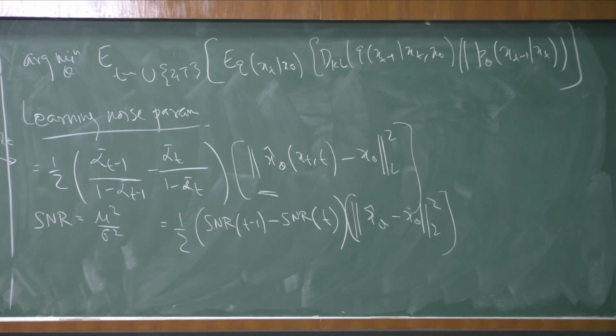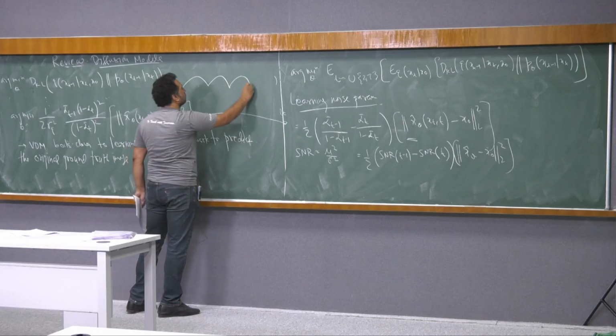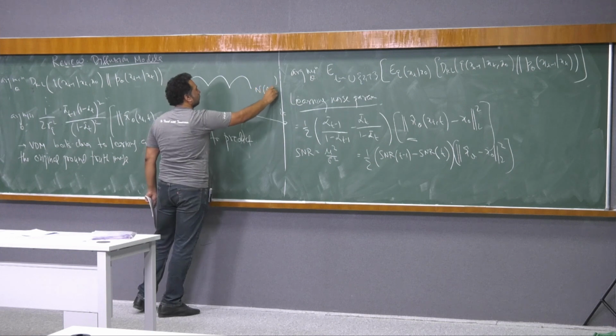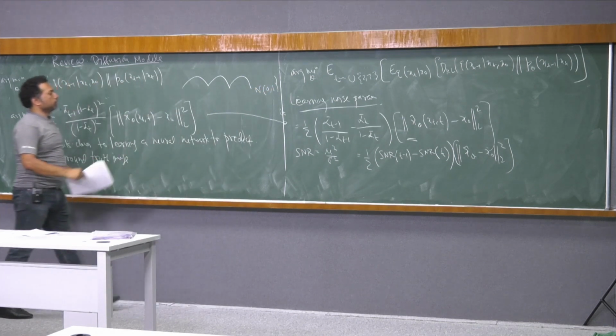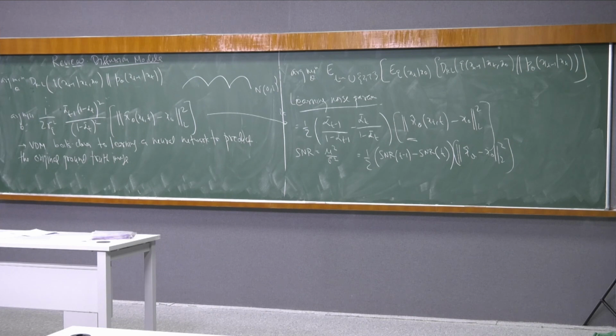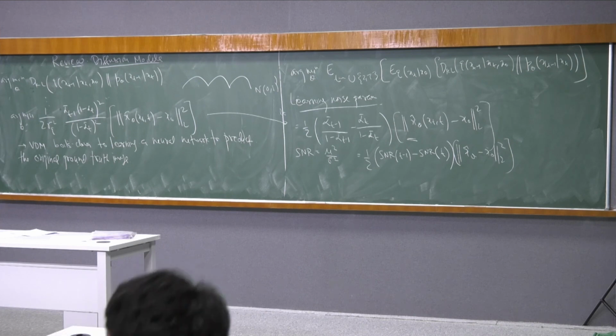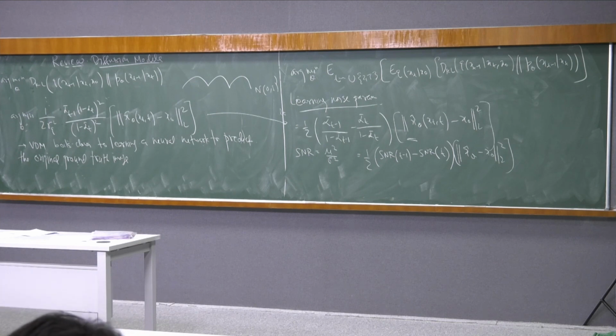So how will it help? If I define the so-called signal to noise ratio, how does it help in scheduling these alpha? The idea here is that since I'm doing a forward process and my ultimate goal is to get to a normal with zero mean and variance this, it seems like a good idea that these SNRs go to zero. Basically the mean should definitely go to zero, right?